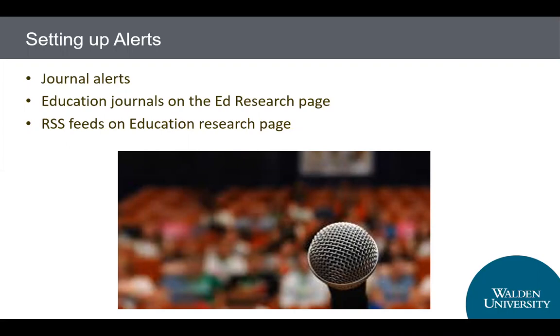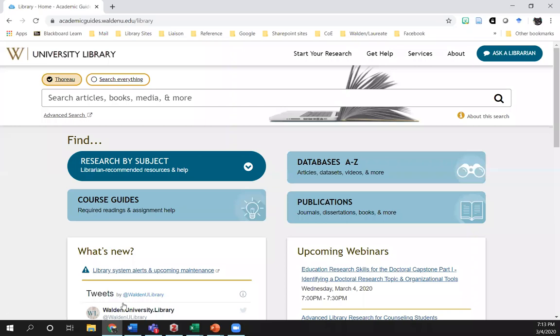They may be journals that you want to watch. You might want to set up an alert for them. You can also set up an alert for a specific journal, or you can search for journals by topic. So I'm just going to show you how we can do that from the library website.